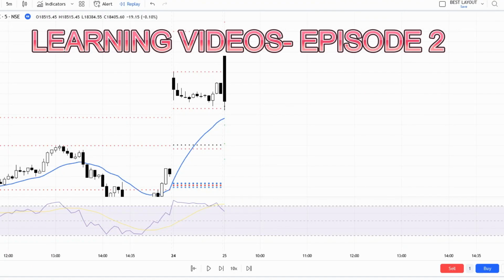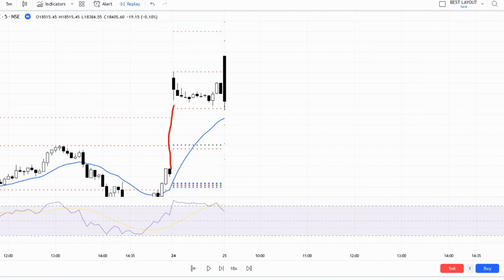So by looking at this chart, we have to look into what preconditions are available. One is there is a gap up. Then the second one is there is a huge bearish candle on the open, with the open being the high, so this is bearishness. And there is a gap, and you can also see that RSI is in the overbought area. So all these three indicate that there can be a bearish move to fill the gap.